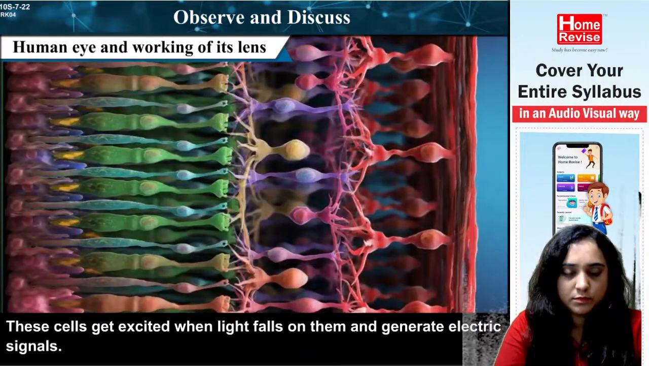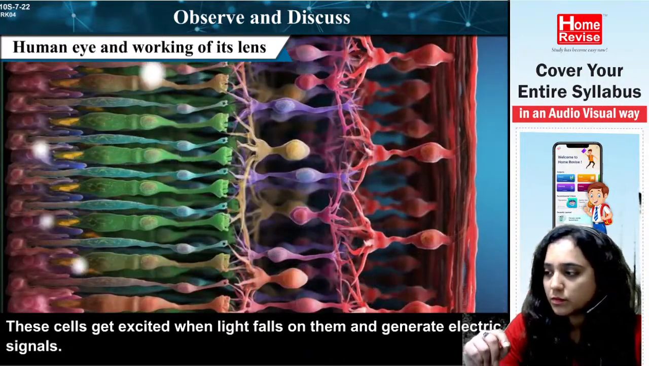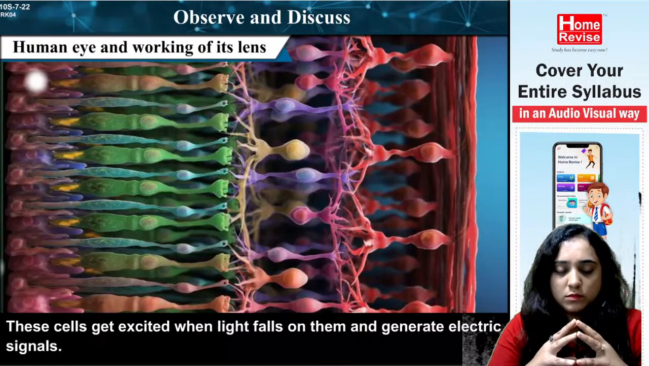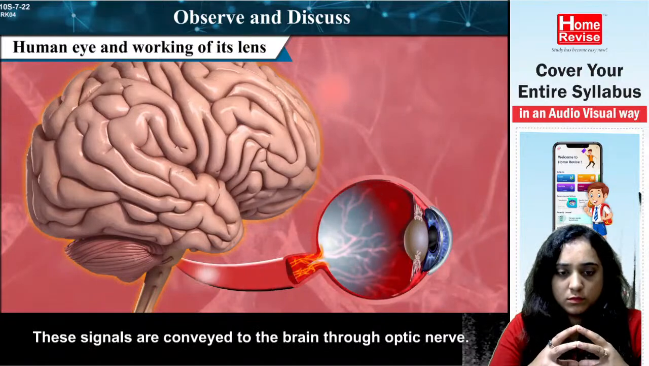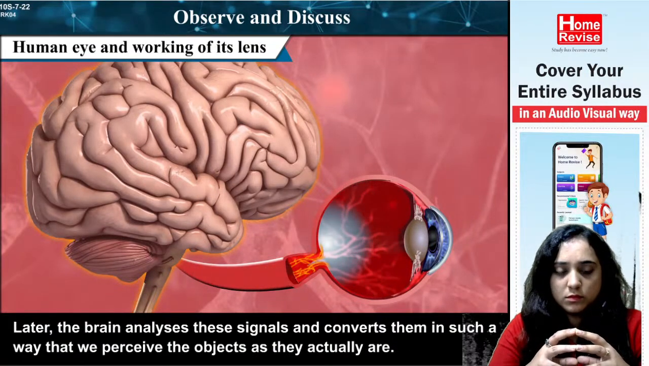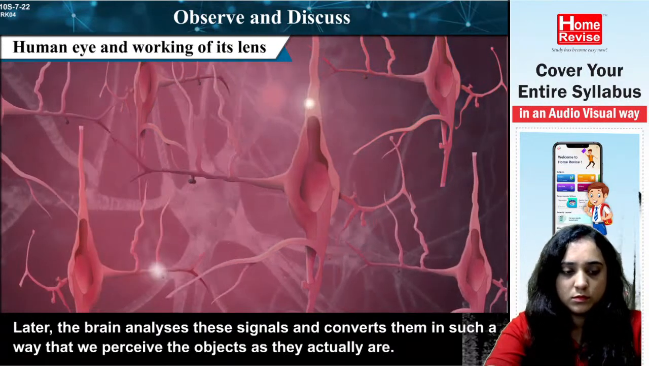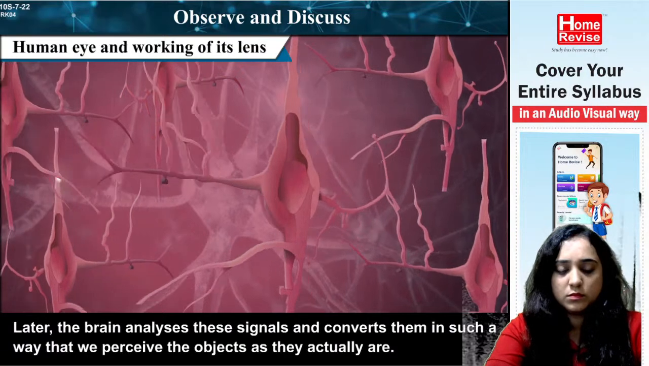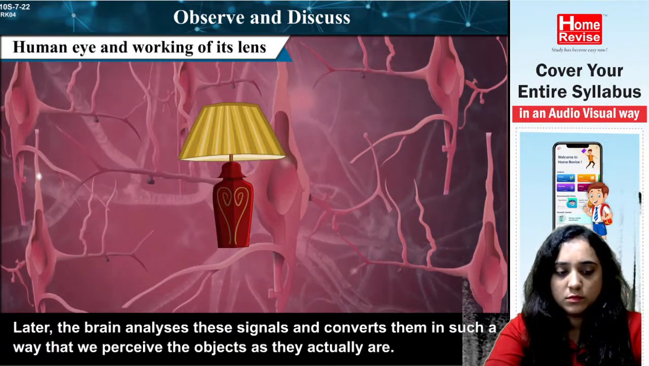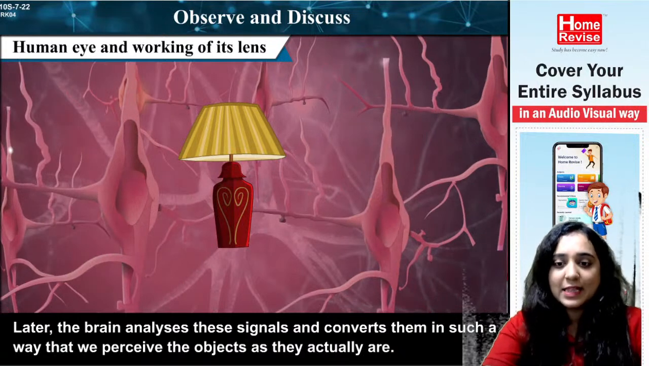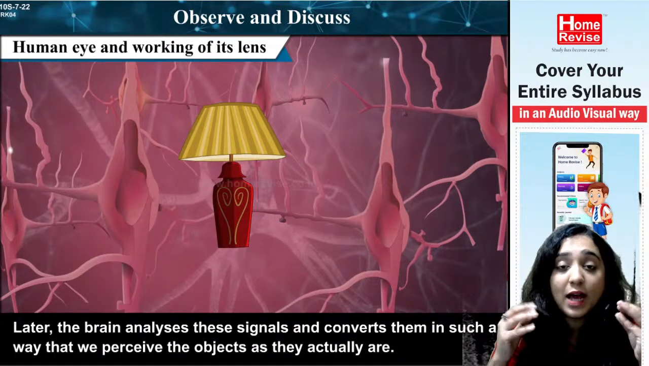These cells get excited when light falls on them and generate electric signals. These signals are conveyed to the brain through the optic nerve. Later, the brain analyzes these signals and converts them in such a way that we perceive the objects as they actually are. Isn't this amazing? Yes. So basically, this is how the human eye works.